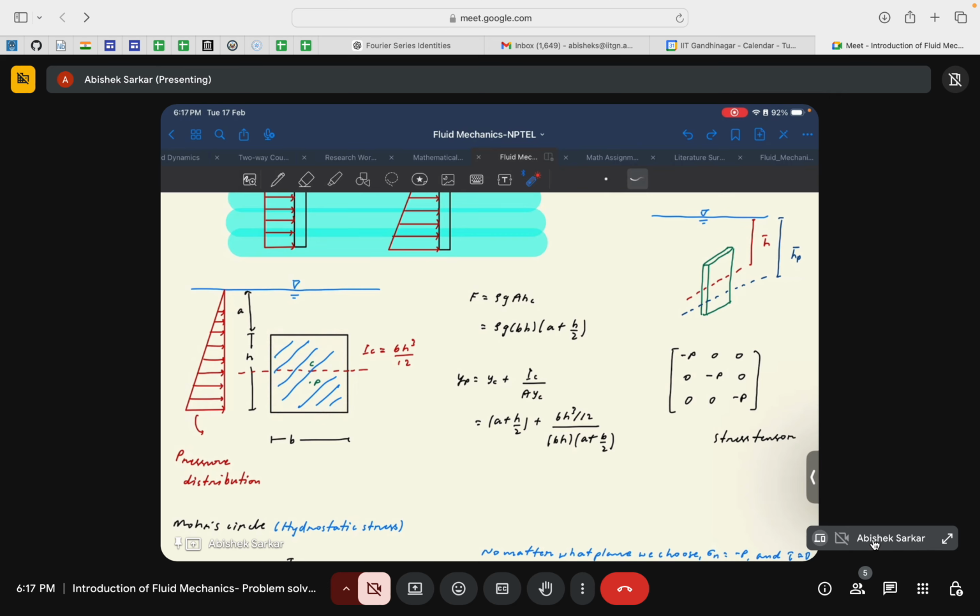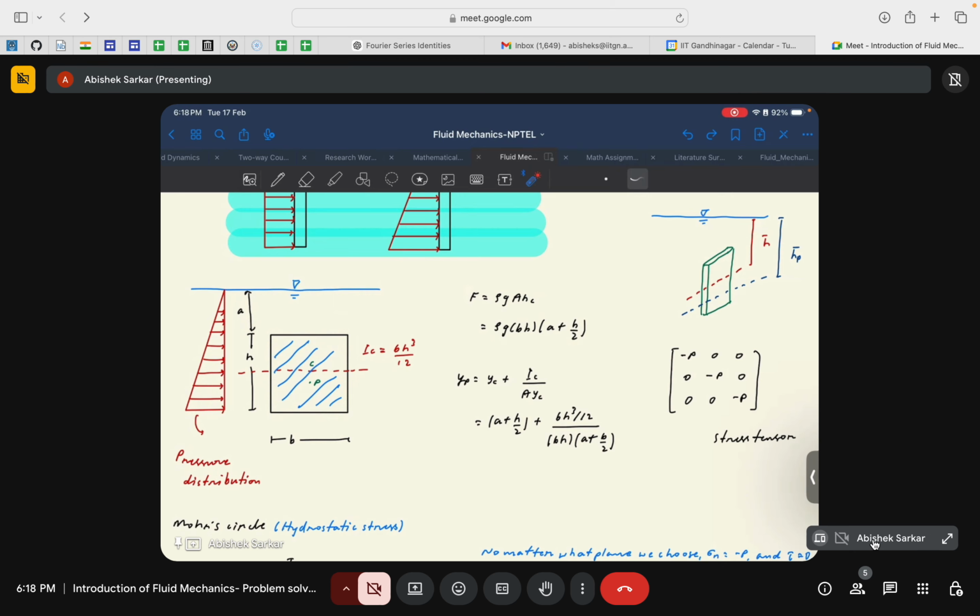Then A would be b times h, and hc is the distance of the centroid or the center of gravity from the free surface. So that would be a, that is this length, plus h by 2, right? Since h by 2 is the center of gravity of this particular plate, the centroid is at a distance of h by 2 plus a from the free surface. And this actually gives you the net force that acts on the body.